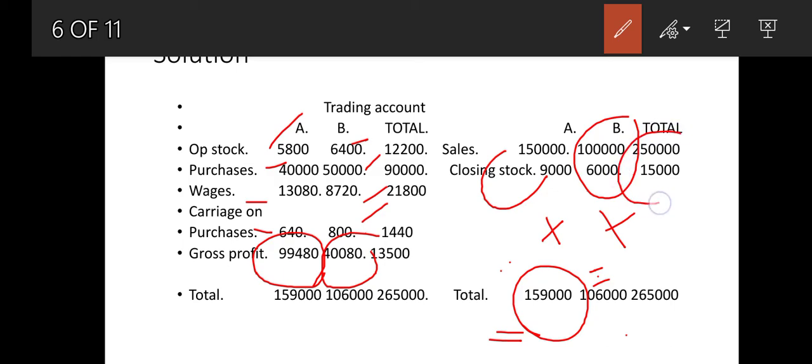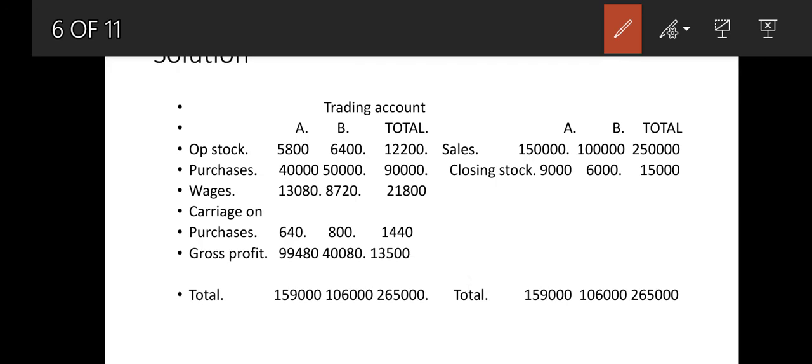Now we will add 2,50,000 plus 15,000 and we get 2,65,000. It's the position of overall organization. It is the position of department A. Department A is on a profit of 99,480 and department B is a position of 4,080. And what is the position of overall organization? Now we will deduct 265,000 minus 122,000 minus 90,000 minus 218,000 minus 1,440, and we will get the gross profit of 1,35,000. So it is the overall calculation.